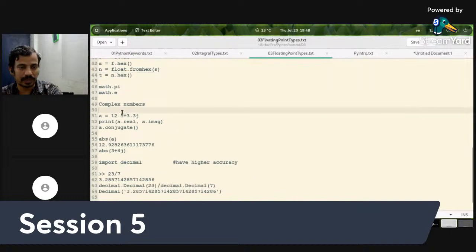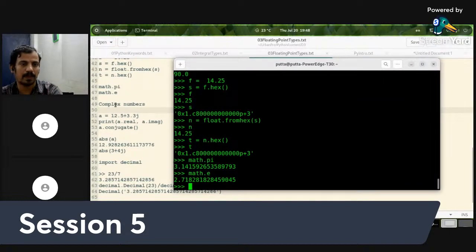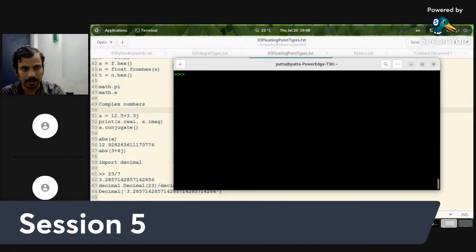So we were looking at complex numbers. Python provides complex numbers also. It should be of the form a plus bj, something like that. So a is equal to 3 plus 4j. This is how we can store complex numbers.